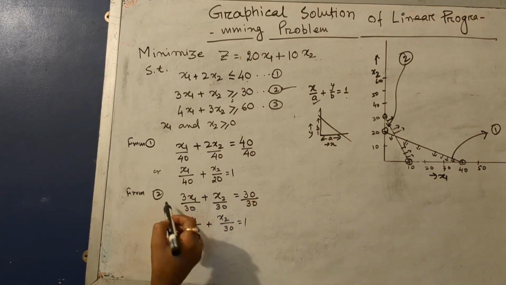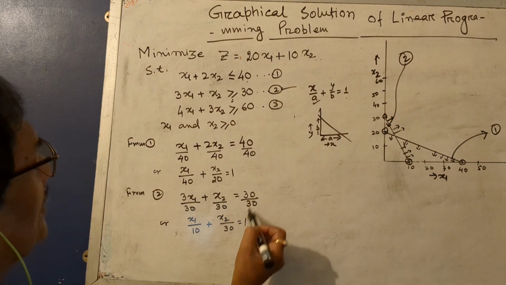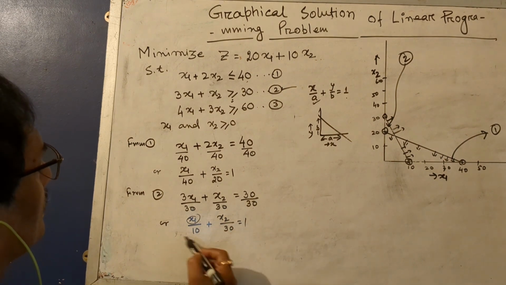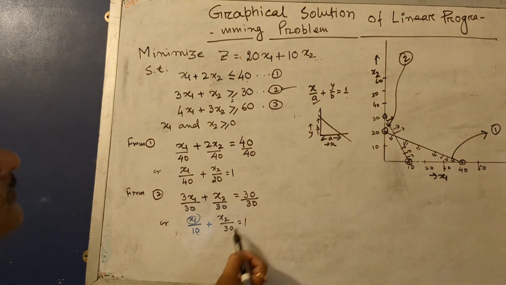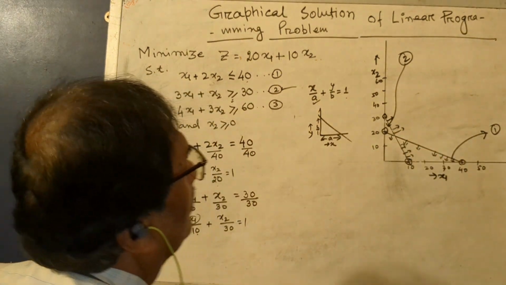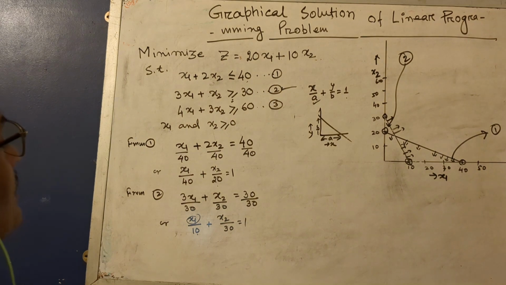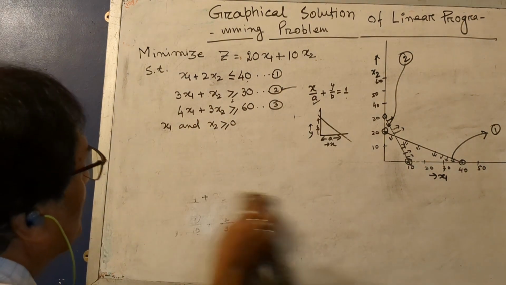Again I am repeating equation 2. This is equation 2, divided by 30 to make it 1. From the x1 axis it is 10 units, 10 units I have taken, and for x2 it is 30, and the movement of the line is this. I have already plotted that on the graph. Now I am erasing to get space.